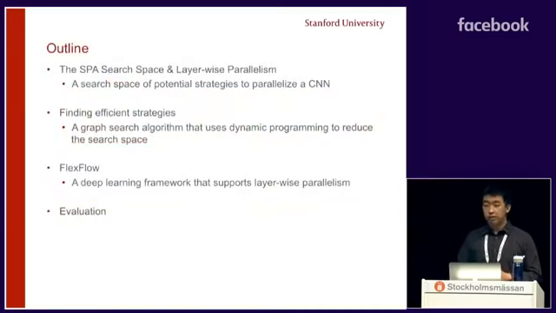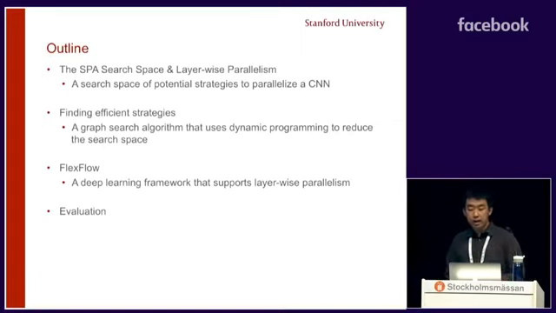For the rest of this talk, I will first talk about the SOAP search space and layer-wise parallelism. They define a very large search space of potential strategies to parallelize convolutional neural networks. Second, I will talk about our graph-based approach to find efficient strategies. It uses dynamic programming to reduce the search space. After that, I will introduce FlexFlow, which is a deep learning framework we implemented to support layer-wise parallelism. And I will evaluate it at the end.